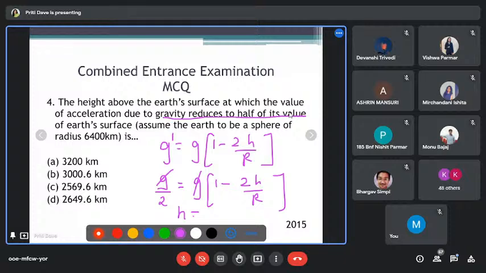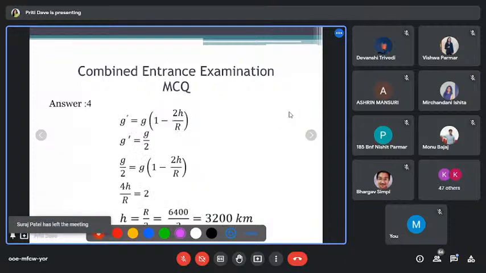Ma'am, A. That is absolutely correct, beta. G dash is G into 1 minus 2h by r. That is the formula that we had: the gravity decreases as you move up. Similarly, the gravity decreases if you move towards the depth. So the new gravity is G into 1 minus 2h by r.